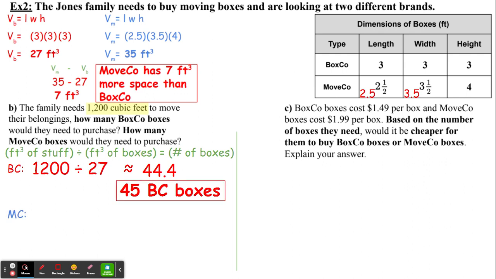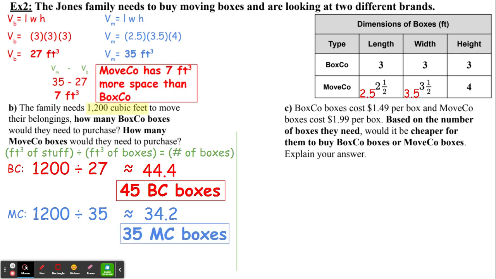If we were to compare that to Moveco, 1,200, the amount of stuff they have, divided by how much space is inside a Moveco box, 35, you get 34.2-ish. Well, 34 is not enough. They would miss some of their stuff, so they have to get 35 boxes from Moveco in order to get all their stuff inside. So let's see which one's the better deal, depending upon how much it costs per box and how many they need to get.